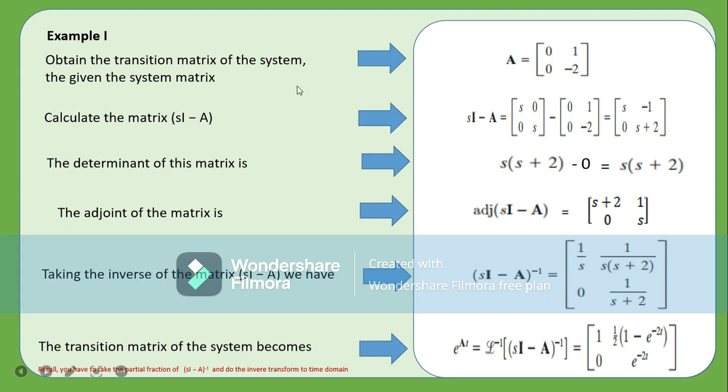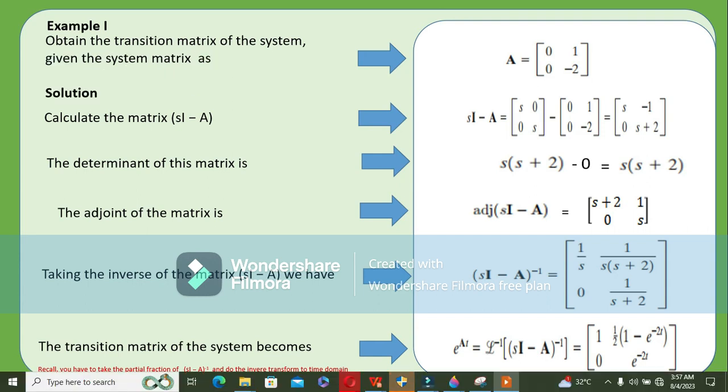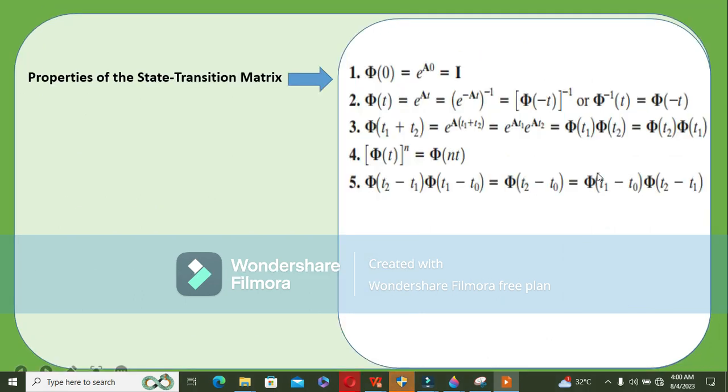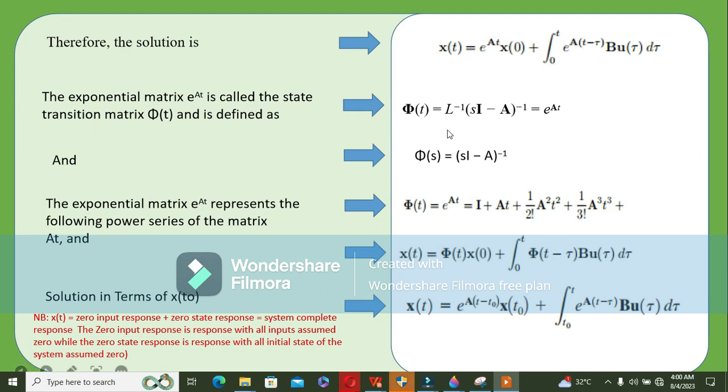Let us now consider an example to help drive home all that we have learned. So we have here: obtain the transition matrix of the system, given the system matrix A as 0, 1, 0, minus 2. Of course, we have told you we start by calculating the matrix. Let's look at how the transition matrix can be obtained. So you see that the transition matrix phi of t is given as the inverse Laplace transform of the inverse of this matrix.